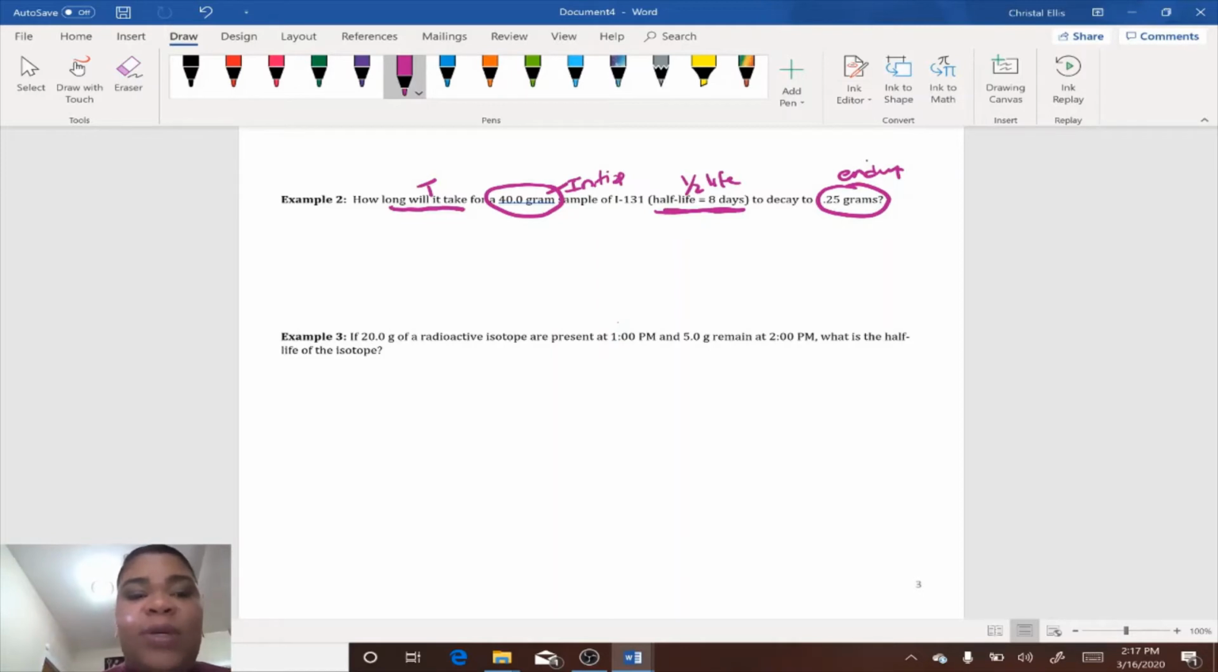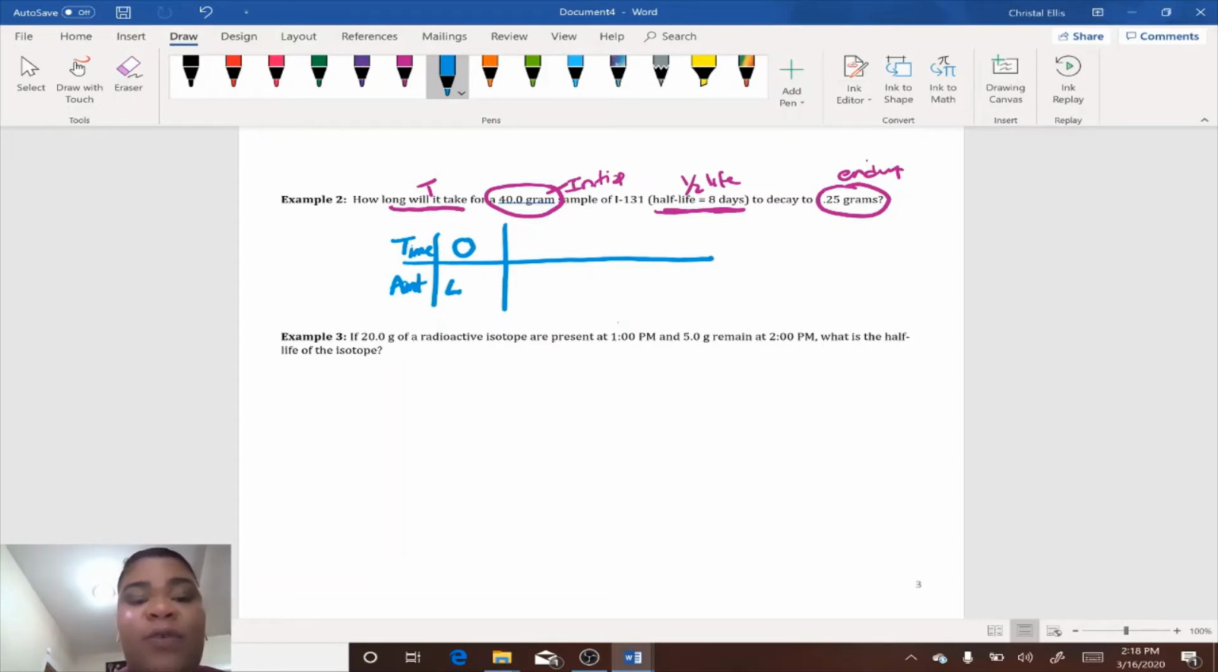So we always want to set up our time and amount chart. You could do it horizontally or vertically. Time and amount. So we always want to start at time 0. And the amount that we had initially was 40 grams. The half-life they told us is 8 days. So in order to decay to 1.25 grams, we need to each half-life reduce the initial amount to make it half of what we started with.